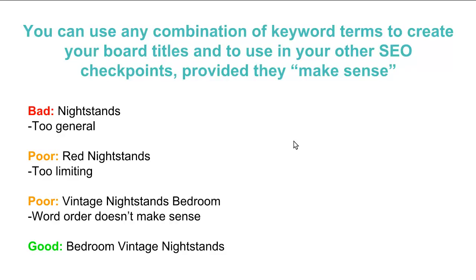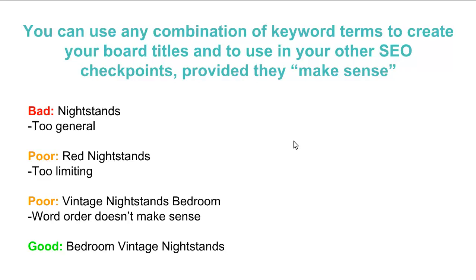You also wouldn't want to use something like red nightstands. While granted we have two words here and that helps narrow down or bulk up that SEO, it's too limiting at this point because, if you're using it as a board title, you're going to limit your board to just things that are red, just nightstands that are red. And you want to open it up to something that's a little broader when you're thinking of your title. Red nightstands would be maybe a good SEO keyword phrase to use in your description when you're talking about what types of nightstands are on this board.